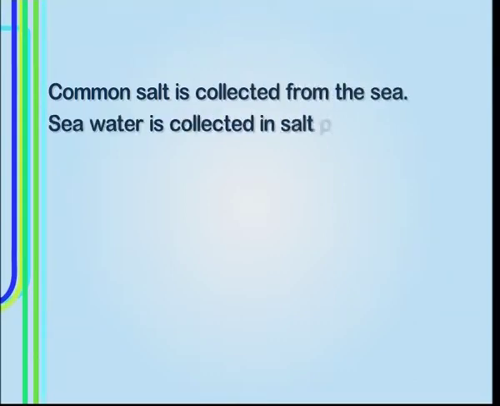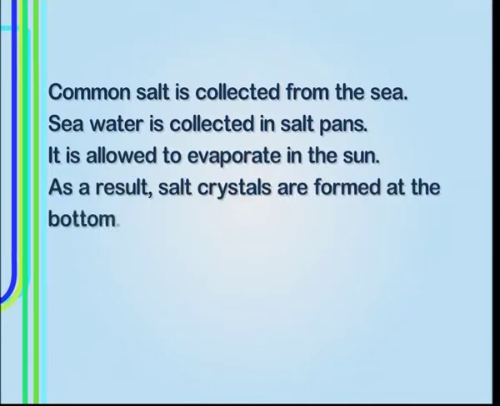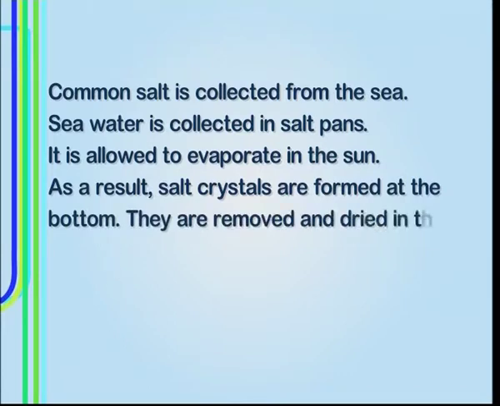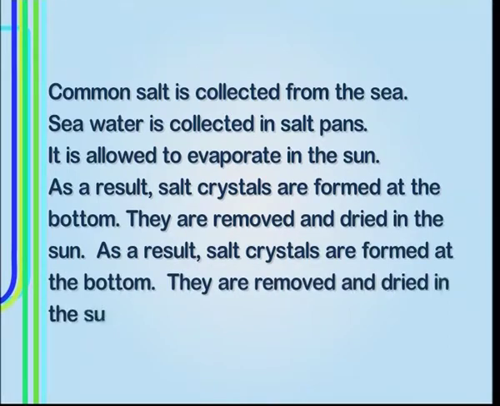Seawater is collected in salt pans. It is allowed to evaporate in the sun. As a result, salt crystals are formed at the bottom. They are removed and dried in the sun.